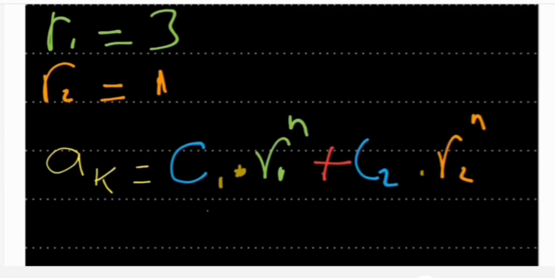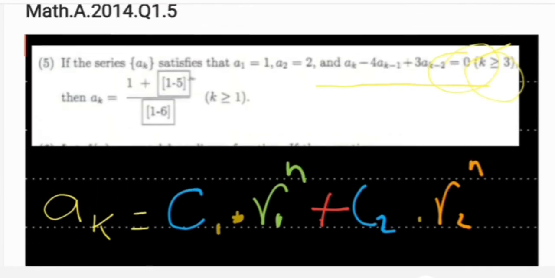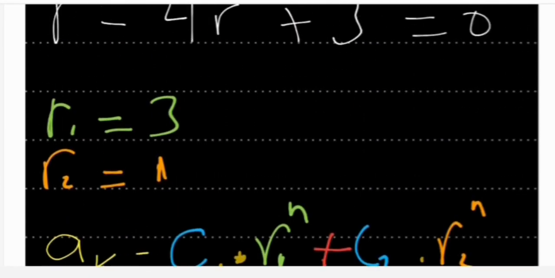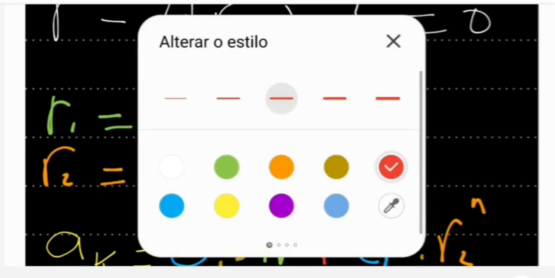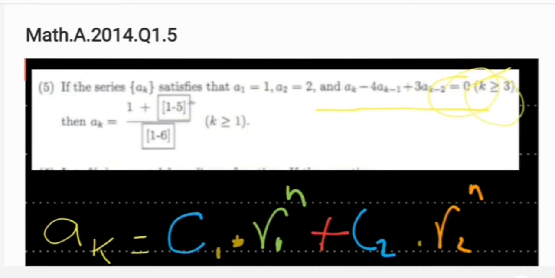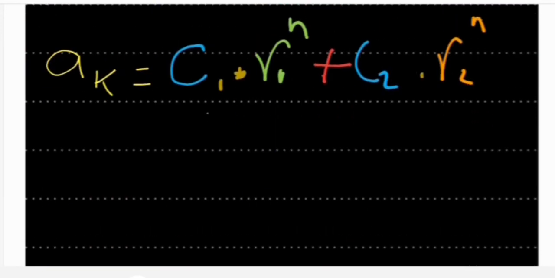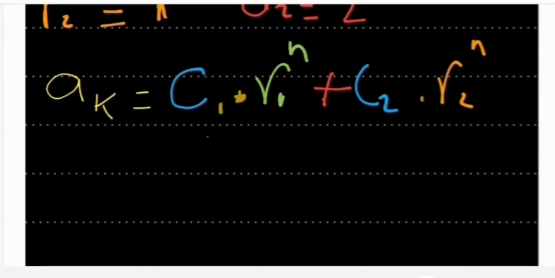Now in place of R1 and R2, I'm going to put their values, and then what am I going to use? Well, I'm going to use the fact that we know A1 is equal to 1 and A2 is equal to 2. He gave us this information in the question, over here. So I'm going to use A1 and A2 to find C1 and C2. One second and you will understand.